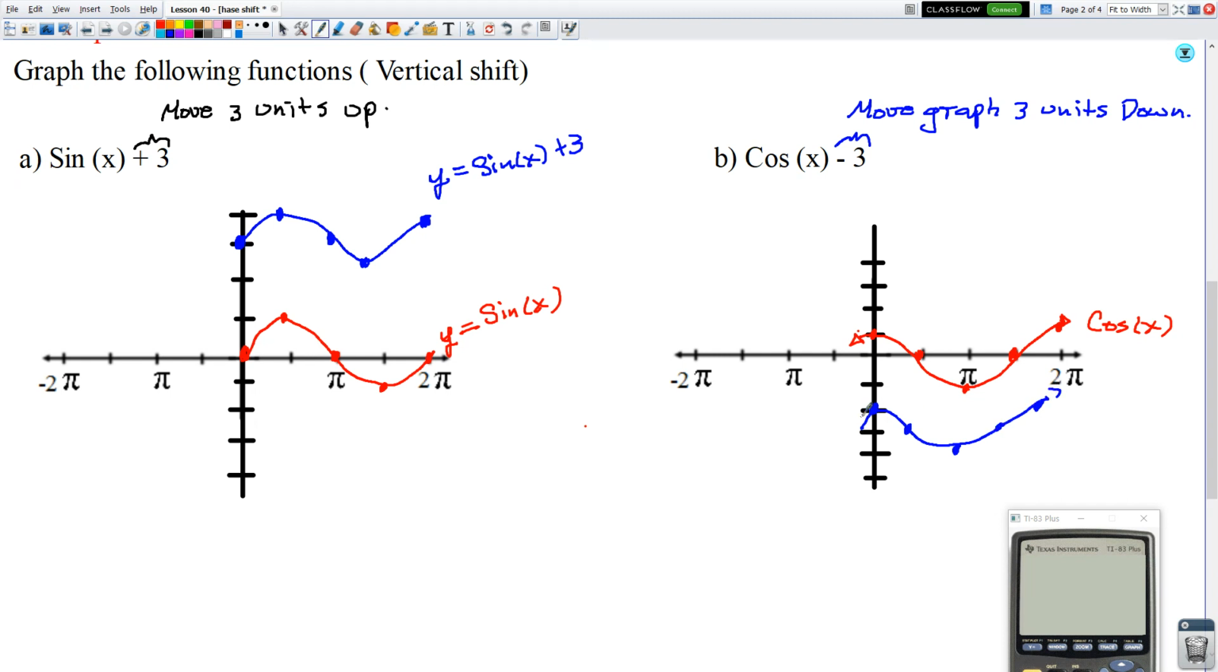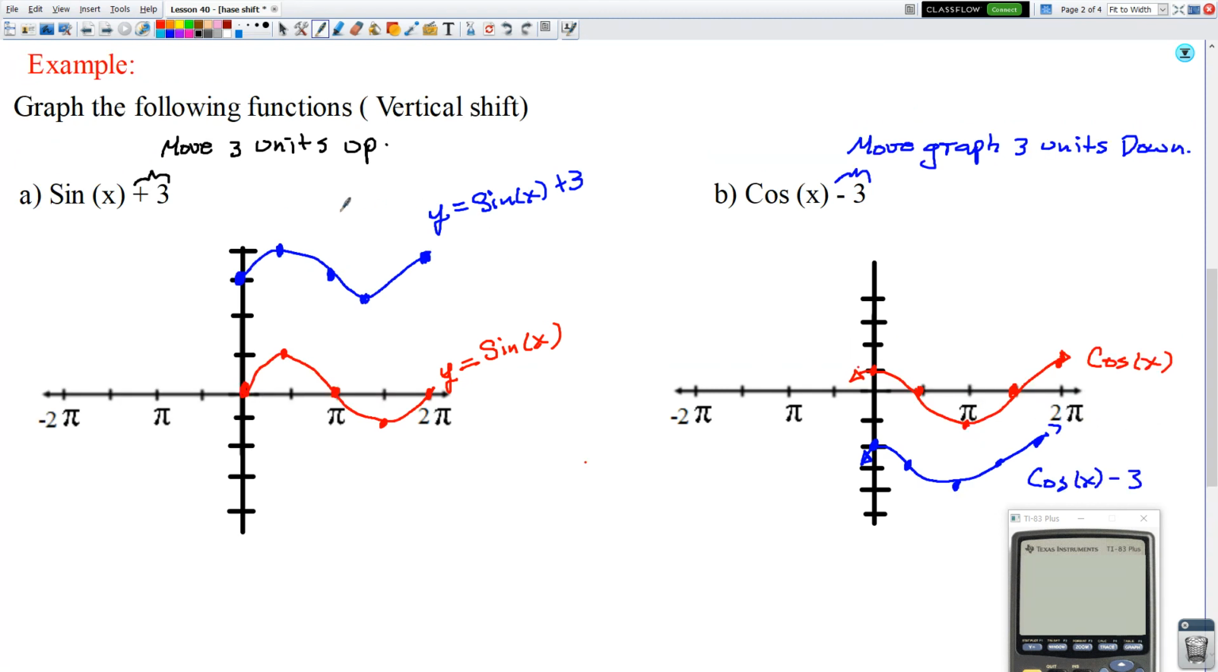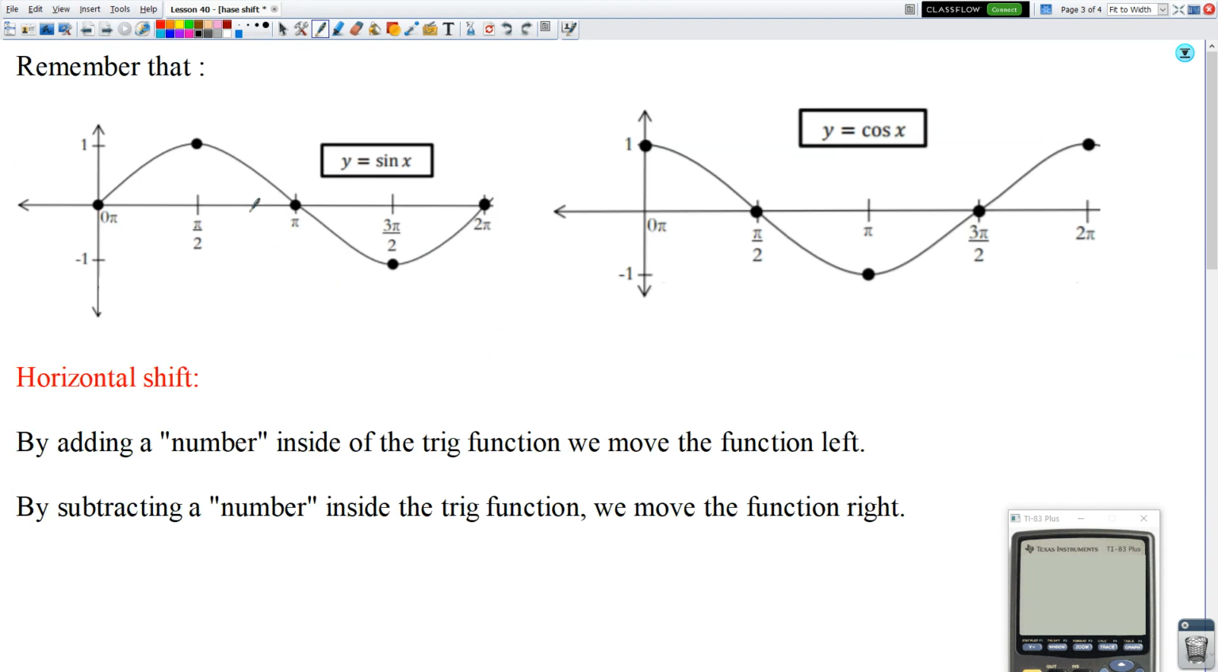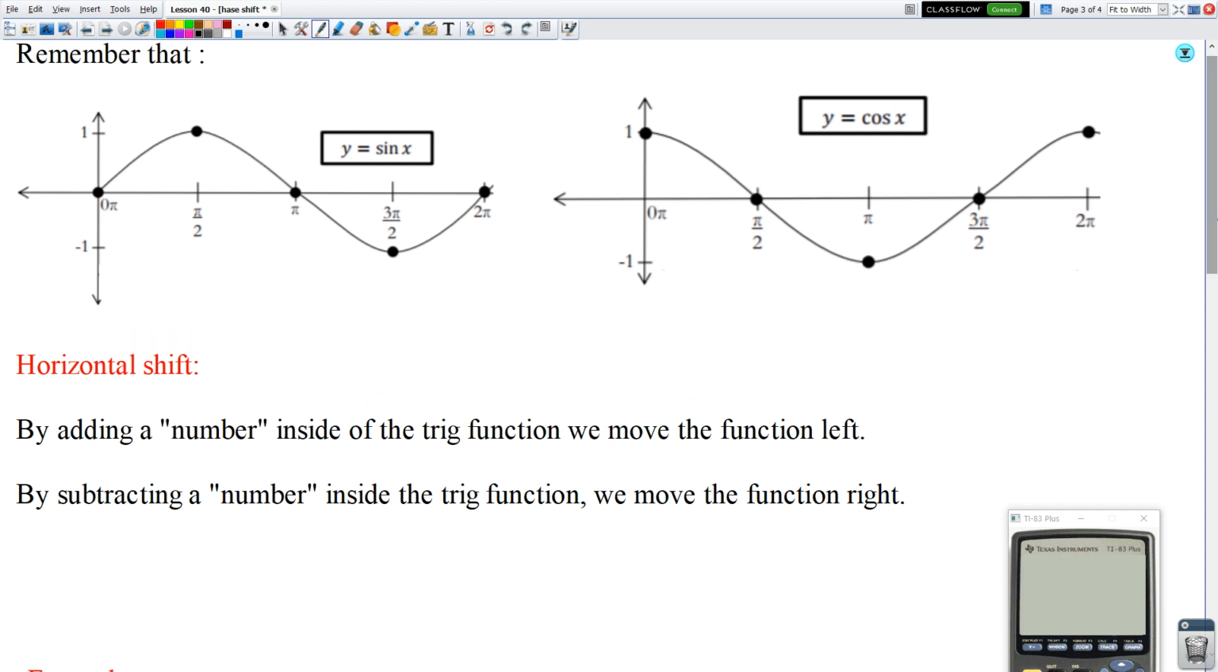You're going to get the same shape as we had in the blue, but the only difference is that it's moved downwards 3 units. So this is the cosine of x minus 3. And this is exactly what we wanted to graph here. All right, so now let's take a look. Just remember that the sine looks like this and the cosine looks like this. But here is the most interesting part.